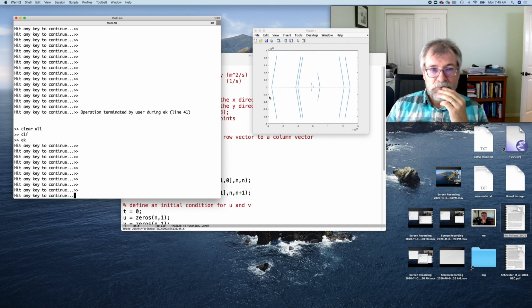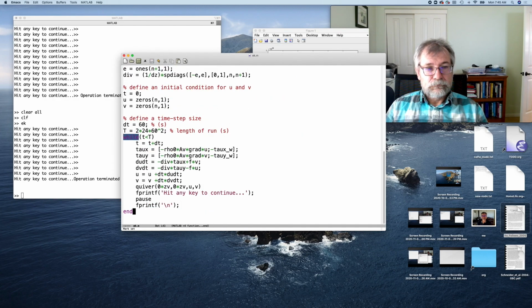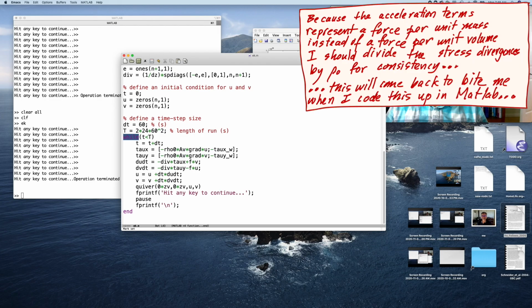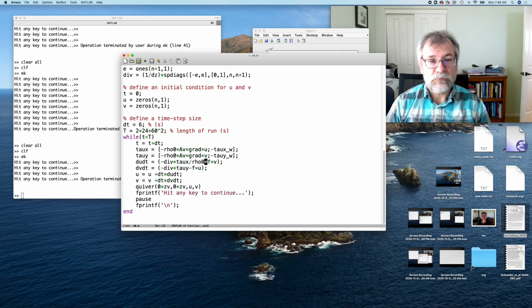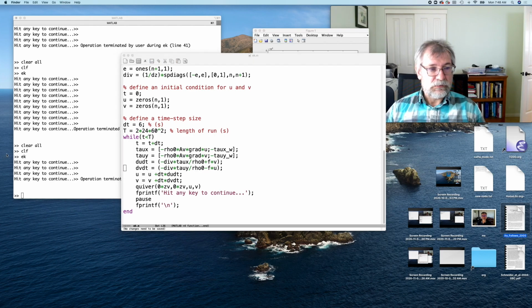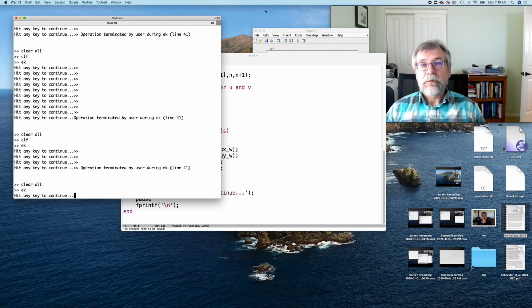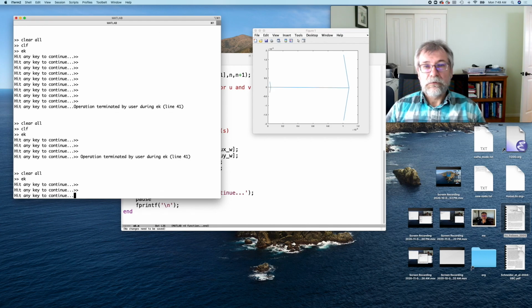Let's see, what am I doing wrong? No, that's right, row by row 0. Divide by rho 0. That way, this divergence of the momentum flux per unit volume, if I divide by rho, I'll get the velocity tendency back. Alright, let's try it again. Clear all, EK. Let's see what we get.